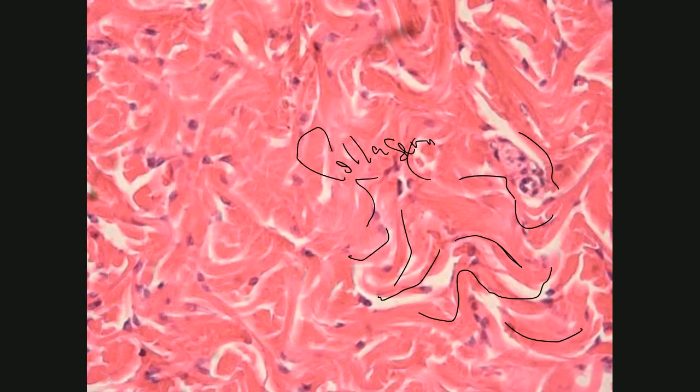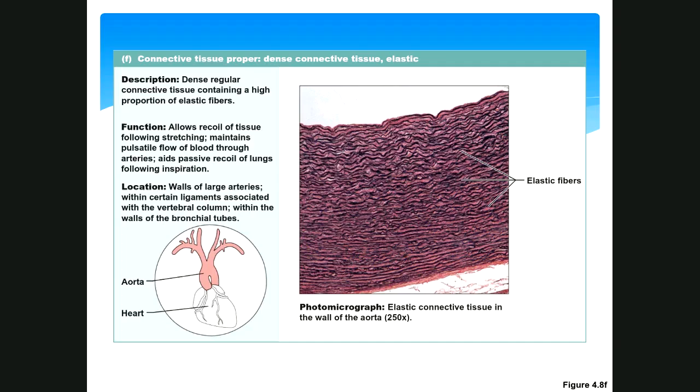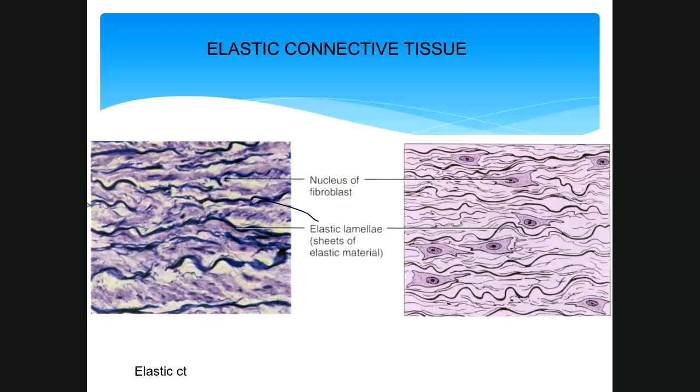If we change the fiber to elastin, we get a different tissue. So look, all of these dark staining fibers in here, not the pink ones, but the black ones, those are elastic fibers. We blow this up. These are elastic fibers. So there's a whole lot more elastin in it. And so this is elastic connective tissue.